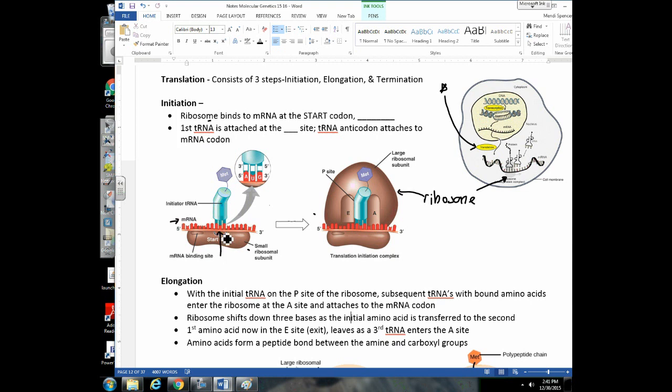Remember, every 3 bases, so I'm going to box in 3 bases, on the mRNA is called a codon. And the start codon is always AUG. And they're showing you that right here. So the first codon that's going to code for the first amino acid is always AUG. Now we can see that a larger subunit is binding, that's completing this ribosome. And we also can see that we have a molecule attached to that start codon, which is the tRNA.